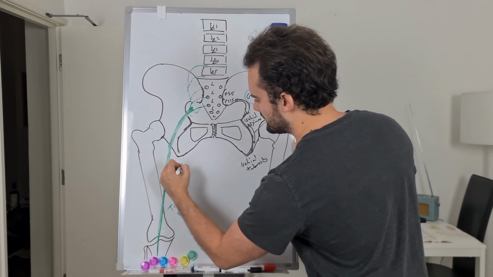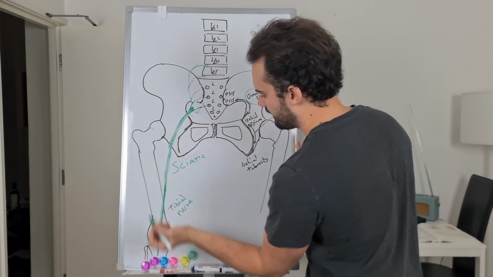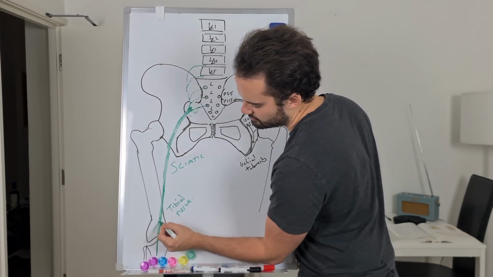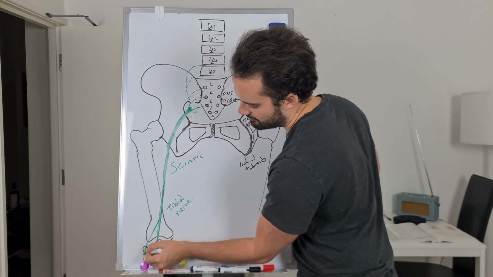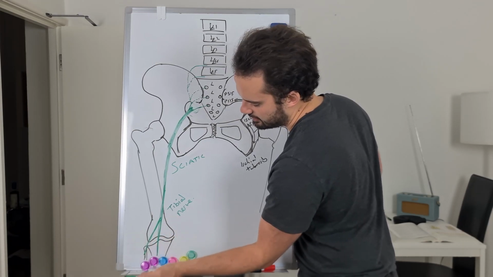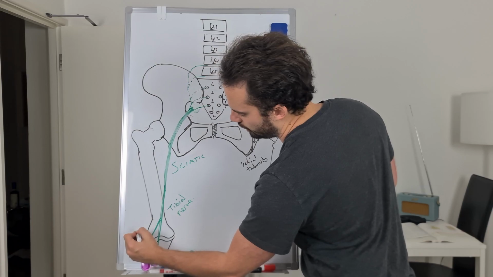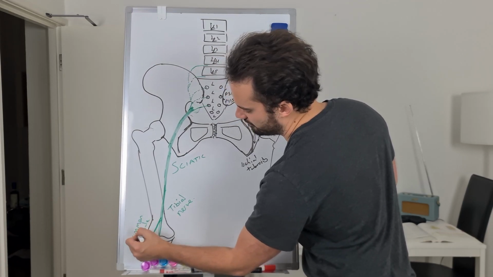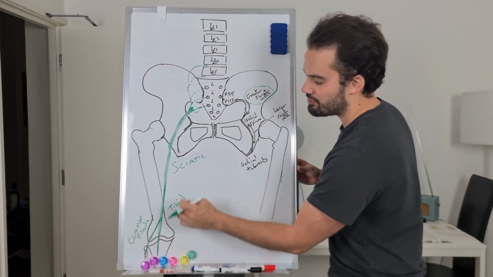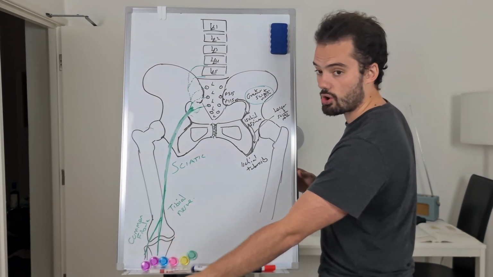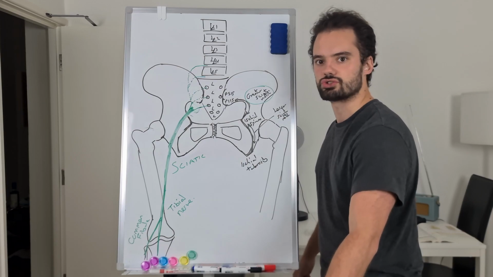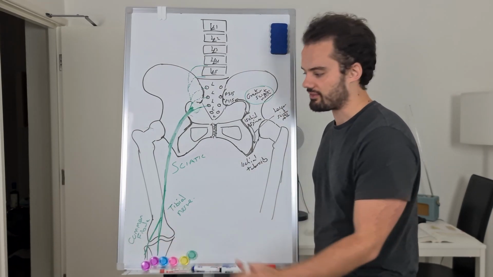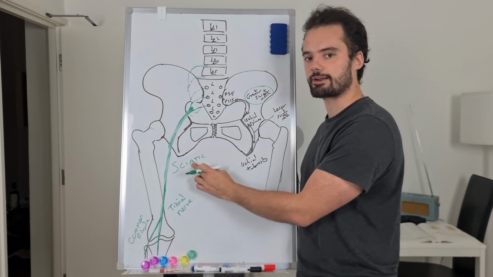Yeah, just to be clear, this is sciatic. Yeah, and we'll also give off another branch which will go more laterally around the neck of the fibula, which is your common fibular nerve, okay? So they're the two main branches of the sciatic. Once you get below the knee, all of the muscles down there are innervated either by the tibial nerve or by the common fibular nerve, and both of these are branches of the sciatic, okay?